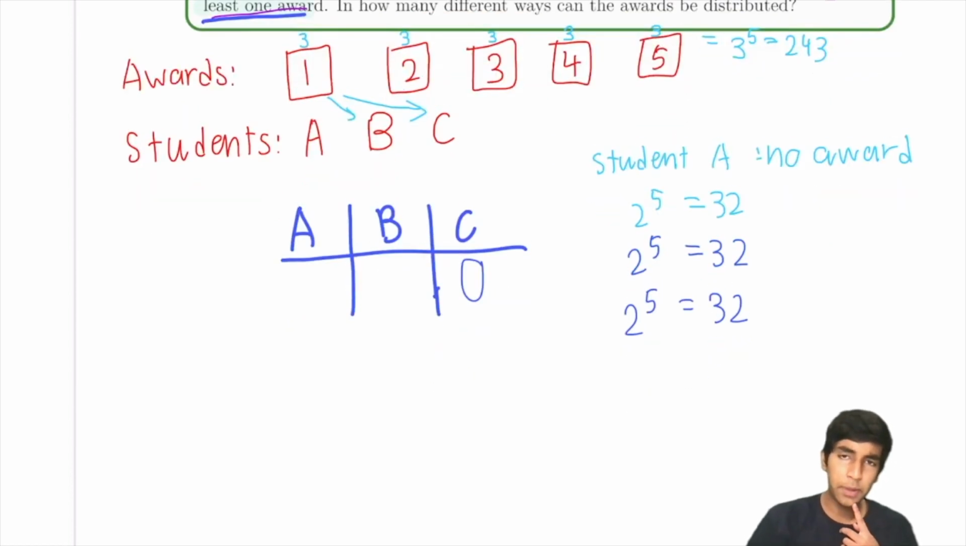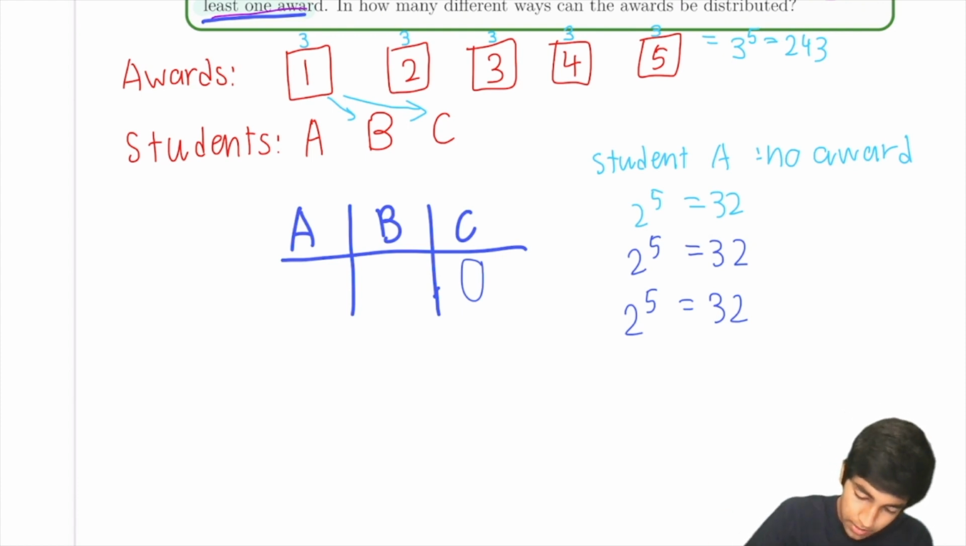Okay, this is getting a little bit messy, right? So we're not really sure what we're counting, what we're not. Let's draw a Venn diagram. Venn diagrams always make things a lot easier. So student A, no award. This was B, no award. And this was C, no award.